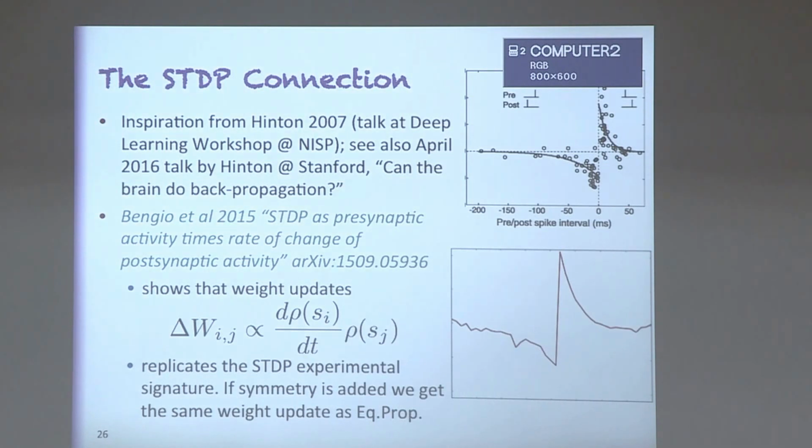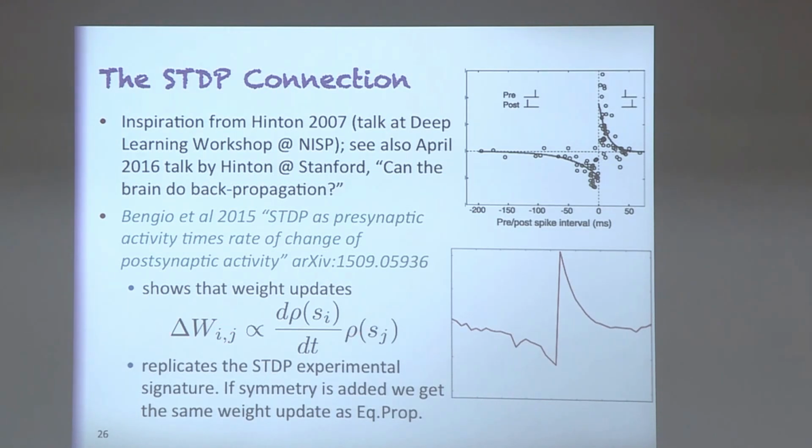First, let me say a few words about this STDP connection that I mentioned before. To turn what I've been telling you into an actual weight update that's more biologically plausible, it turns out that if you make your weight change proportional to the pre-synaptic firing rate times the temporal derivative of the post-synaptic firing rate, and then you convert the firing rates into spikes, and look at the relationship between the spike timing difference and the weight change that occurs on average, you get a profile that looks very much like the classical STDP observations.